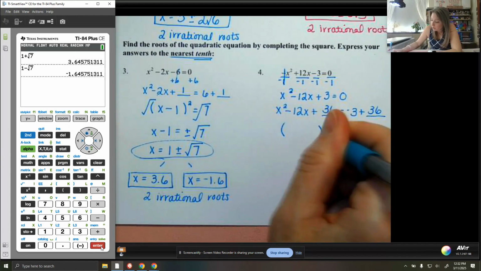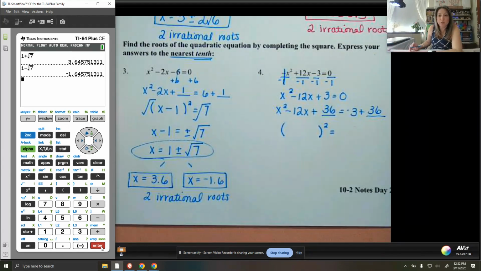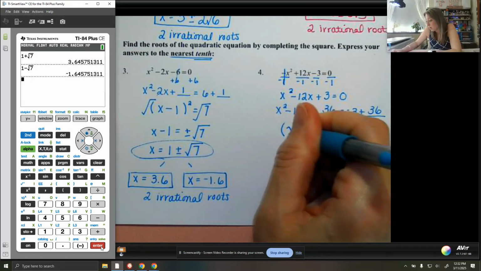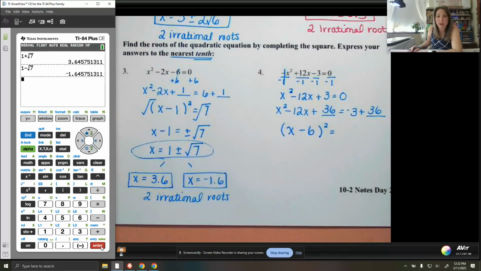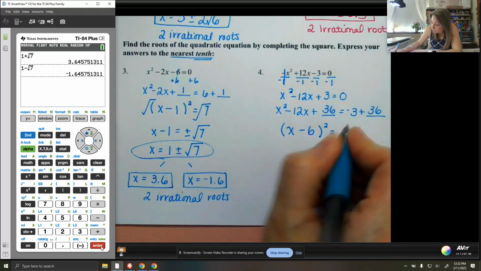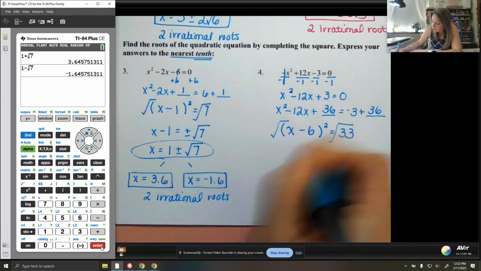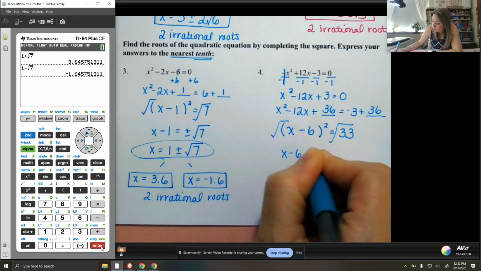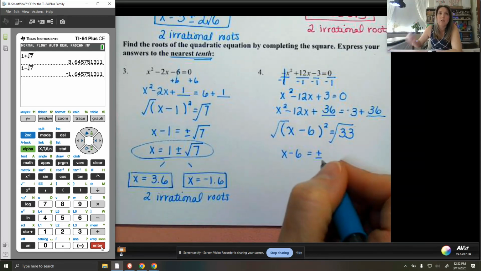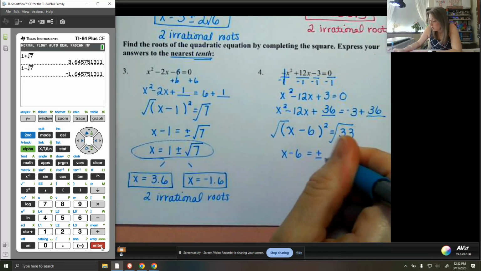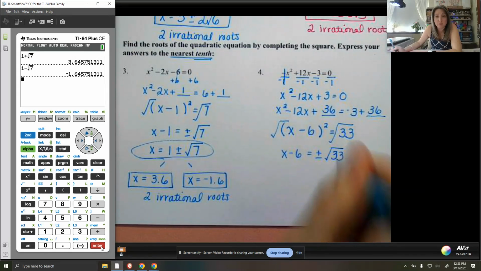I create my binomial squared, which -12 divided by 2 is -6. So x minus 6 in parentheses squared is what I get for my binomial squared. Meanwhile, 36 minus 3 is 33 over on this side. And then I can just go and take the square root of both sides. I get x minus 6 equals plus and minus. Okay. 33 is not a perfect square. 33 is not evenly divisible by a perfect square, so guess what? It's plus and minus radical 33.